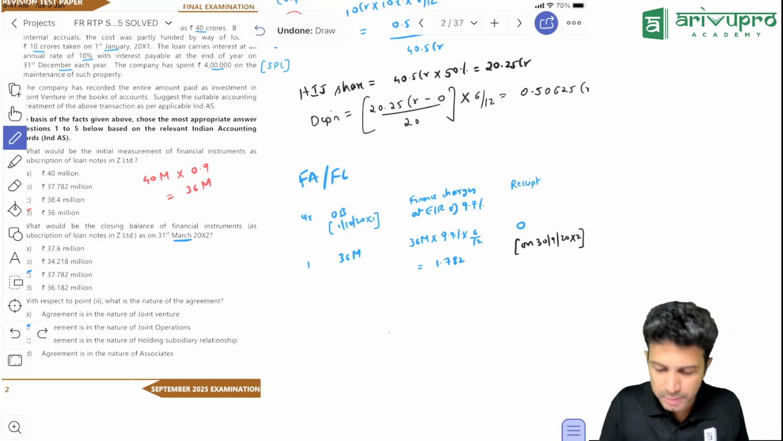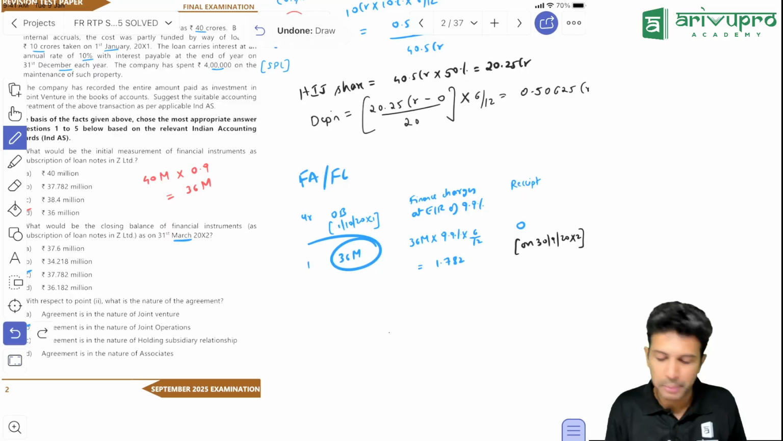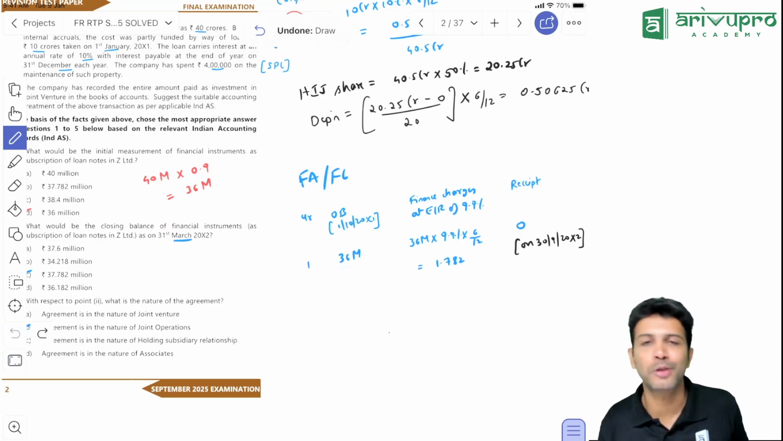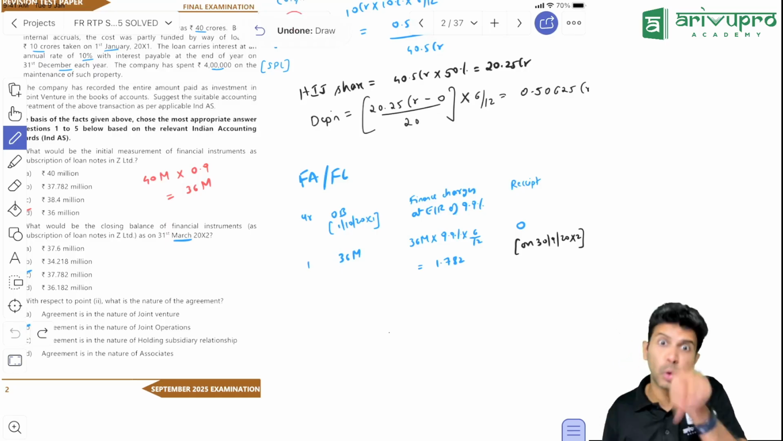At what rate? Same effective interest rate of 9.9%. Take the opening balance, 9.9% you do, but be careful. This 9.9% is the interest that you will book for the whole year.